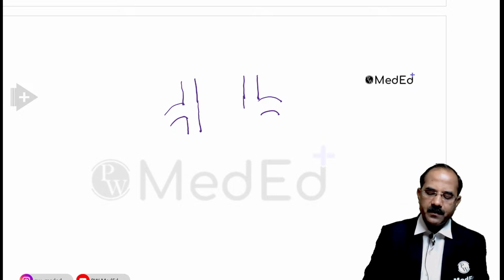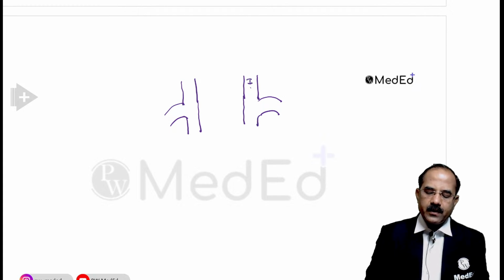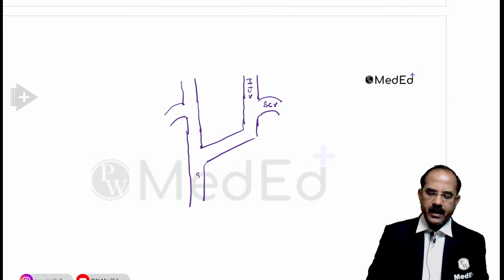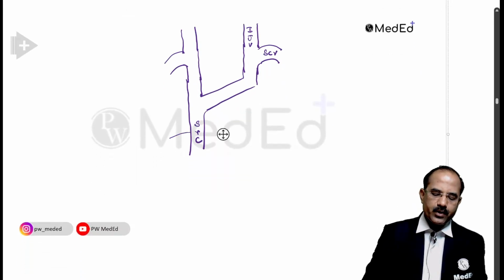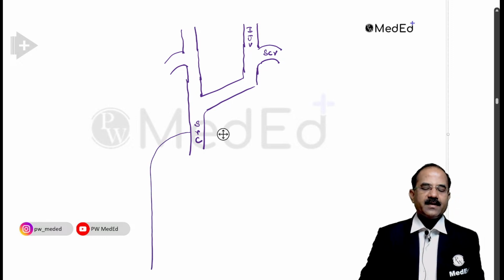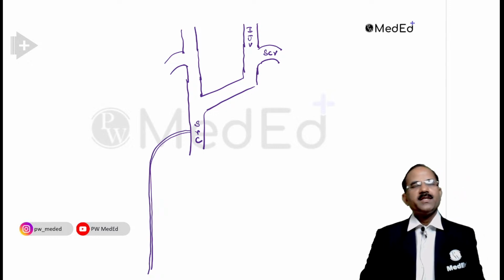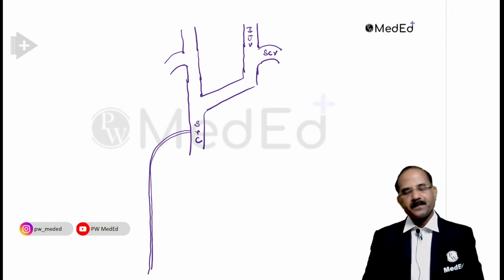That's the right brachiocephalic, this is the left brachiocephalic. The left brachiocephalic vein is longer. It joins with the right and forms what? SVC. And what is this vein which opens into the SVC? Yes, this is the azygous vein. Just remember this slide.